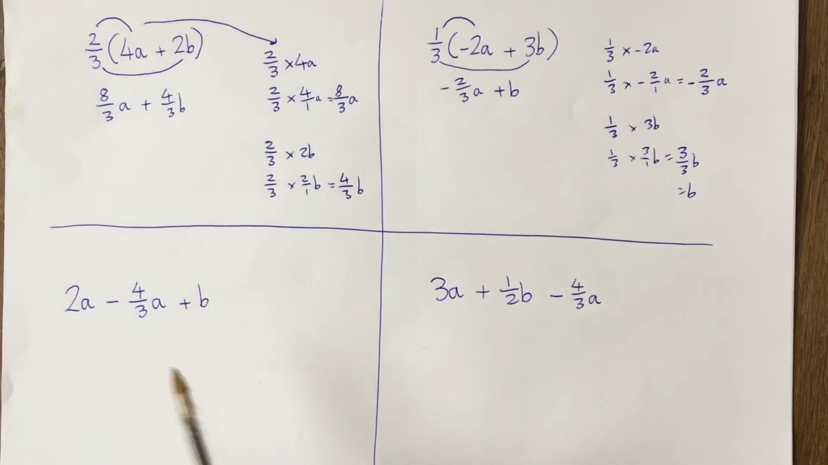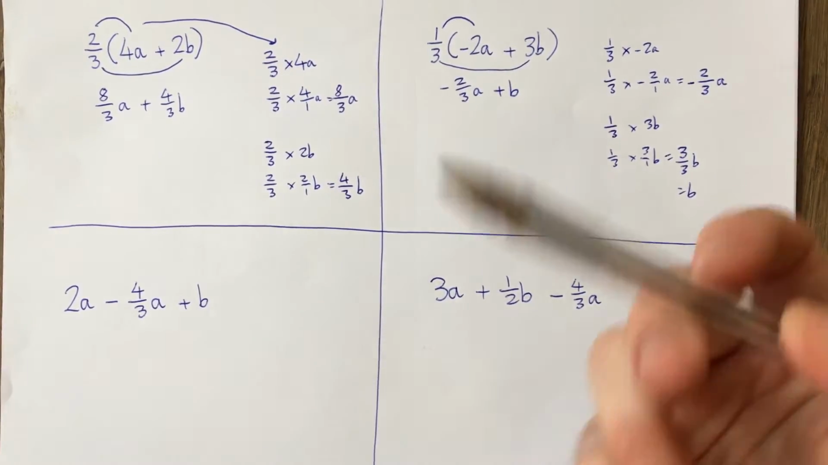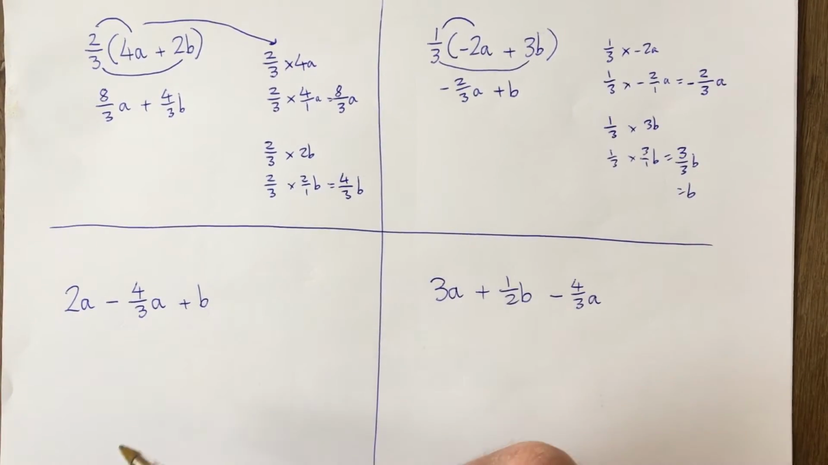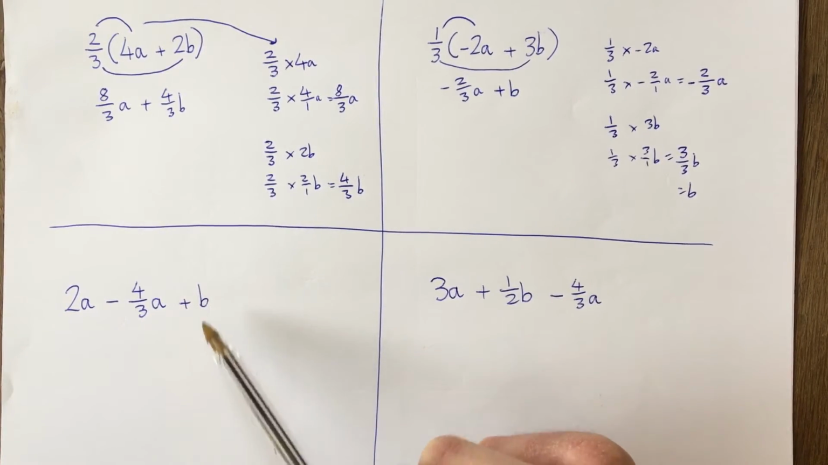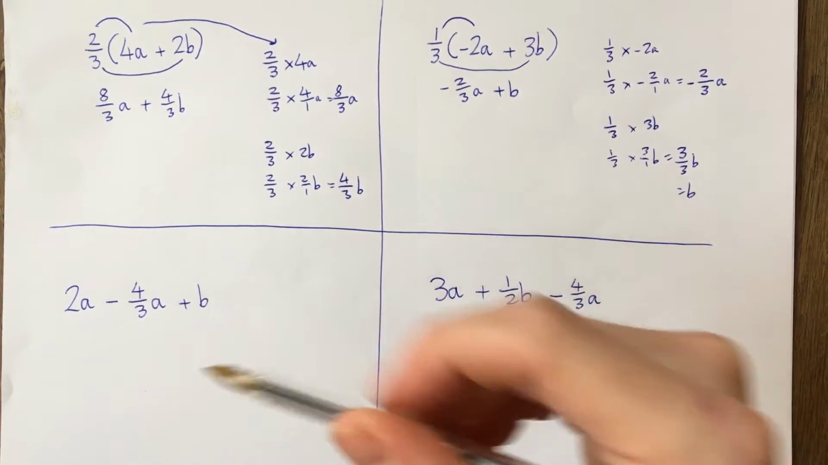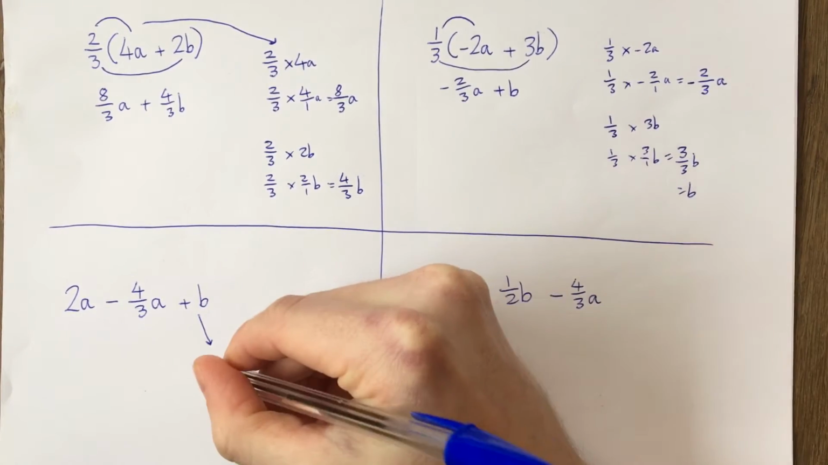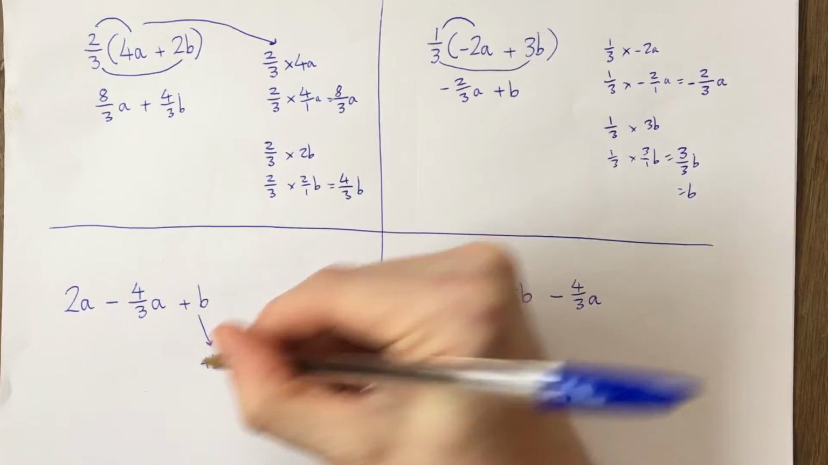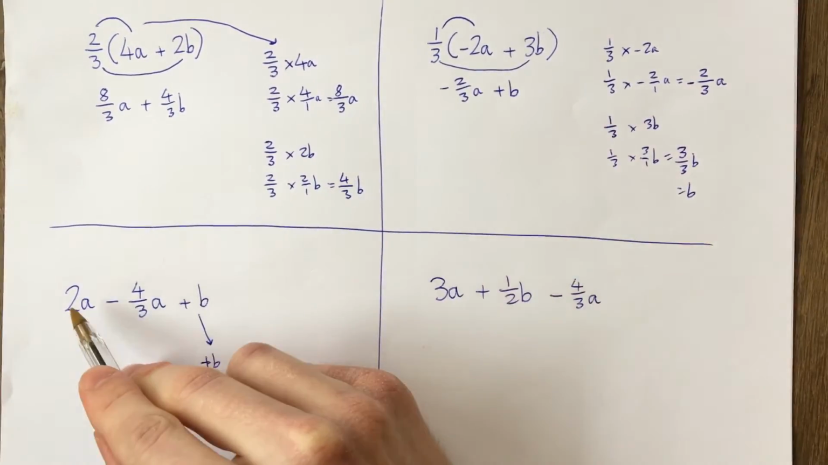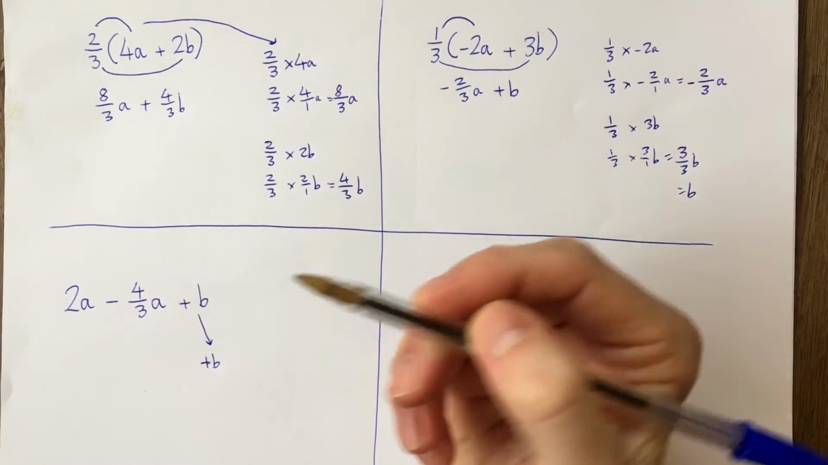Now with this, we're in a situation here where, let's say you have expanded, now you need to simplify. So you've got 2a minus 4 over 3a plus b. Now the plus b we can't do a lot with, because we can't collect the like terms of that, because that's the only b. So we know it's going to be plus b in our answer. The 2a minus 4 over 3a we can.